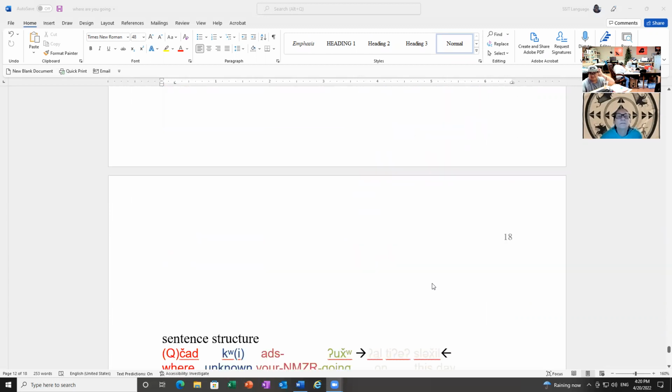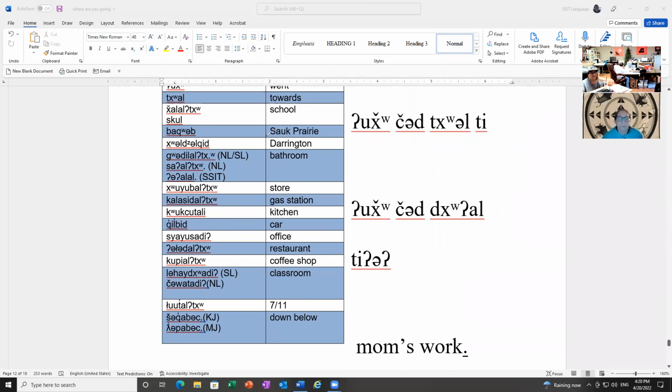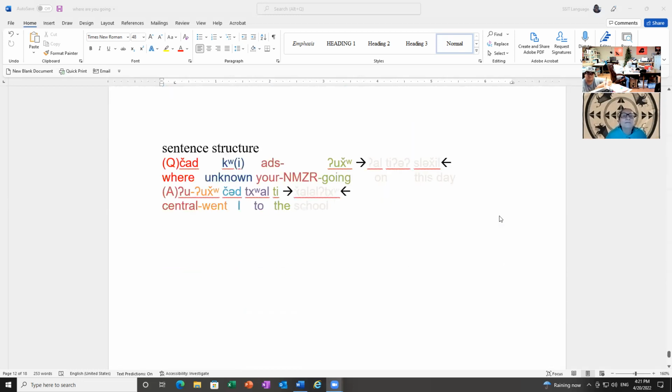And here's a small list of places you can go. Like I said, there's school, bathroom, store, gas station, kitchen, office, pretty much everything we went through up there, right? And what I know about this is that you can use it this way: Chad Quads, all tia sachel. And remember this part over here, it does say all tia sachel on this particular day. And over here, it's blanked out because you're supposed to fill in that information. Oh, chad, wal, tia: I went to the movies.